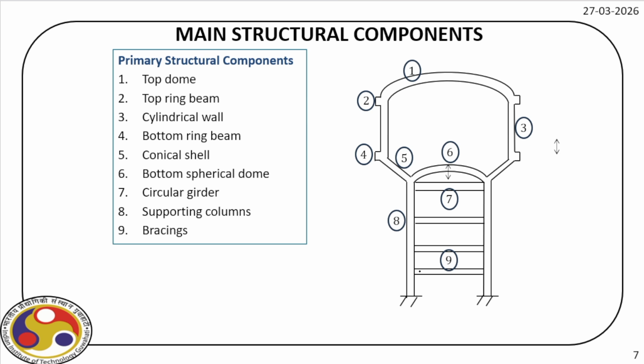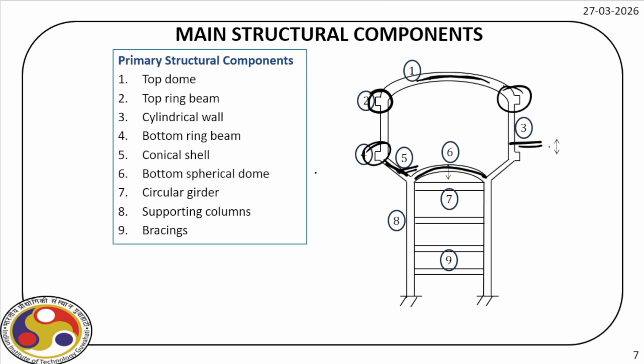As you can see on this schematic diagram, the different structural components are marked. So, the first one, we have a top dome here. This dome provides a cover. Then there is a ring beam here, as you can see. This ring beam connects the top dome and the side walls. So it's a cylindrical wall here. That side wall is connected through this ring beam. Then there is a bottom ring beam also that connects the cylindrical wall and the conical shell. So the fifth component is the conical shell, and then there is a spherical dome at the bottom.